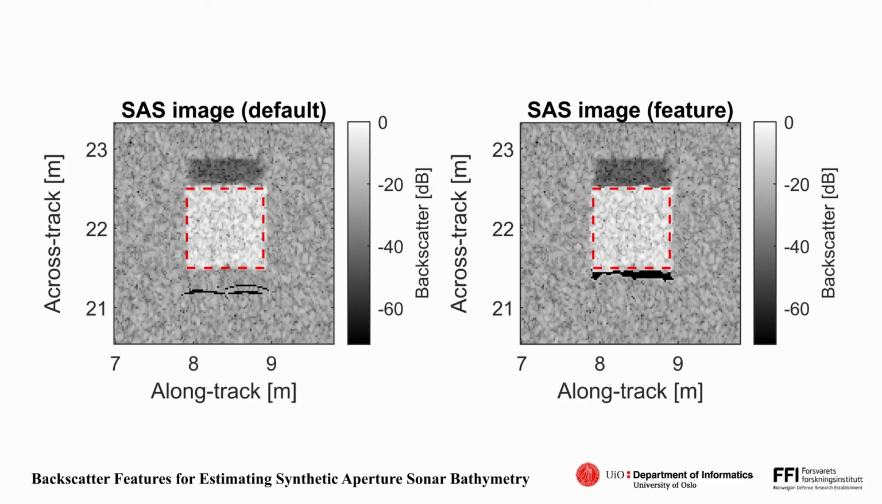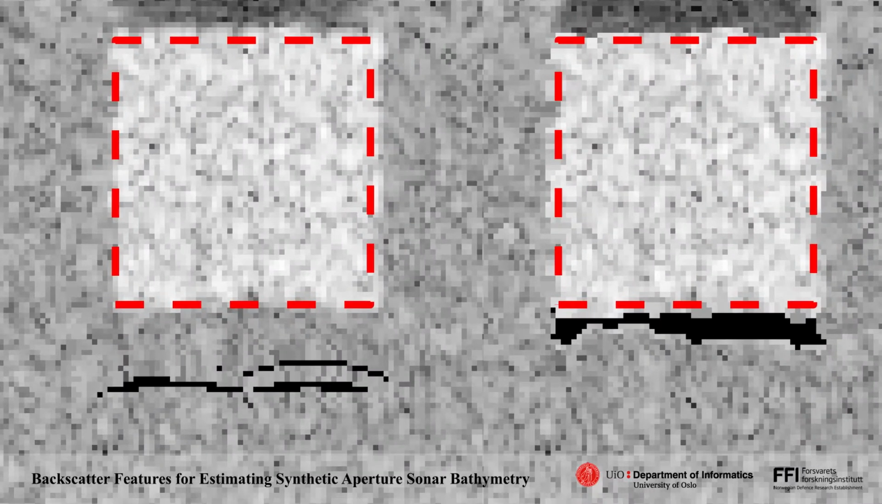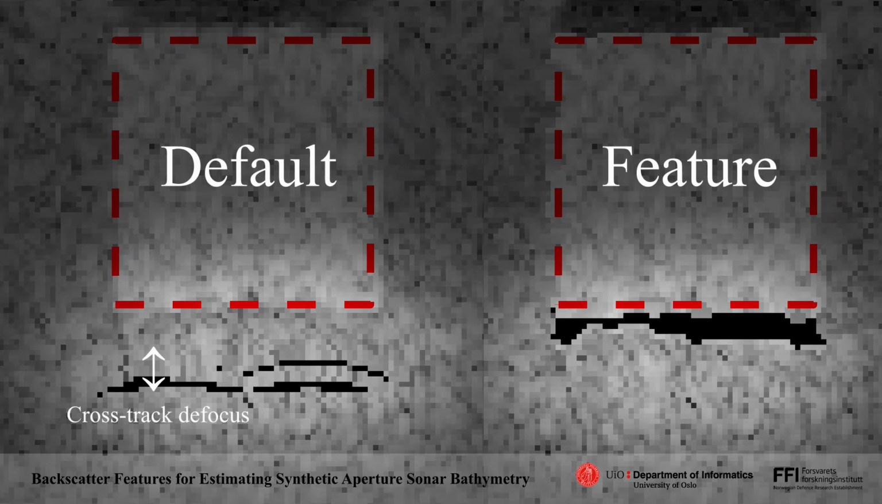Since we also do geometric correction of the initial SAS image after estimating the bathymetry, we also get an improvement in the sharpness of the SAS image. For example, comparing the speckled seafloor right in front of the object, we can see that it looks defocused and stretched in the default case, while it looks more like the surrounding seafloor using our method. This is because of the improved bathymetry estimate.